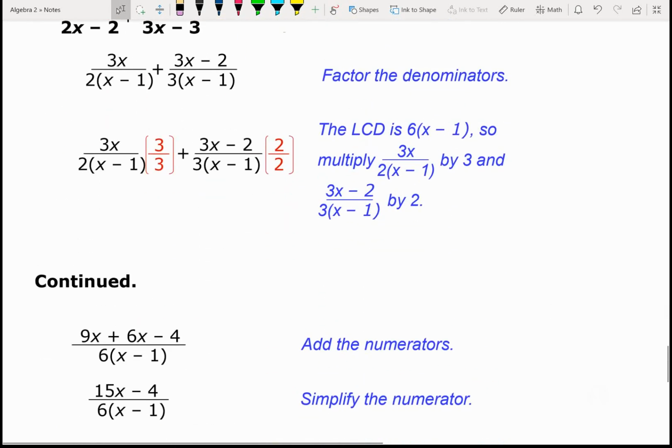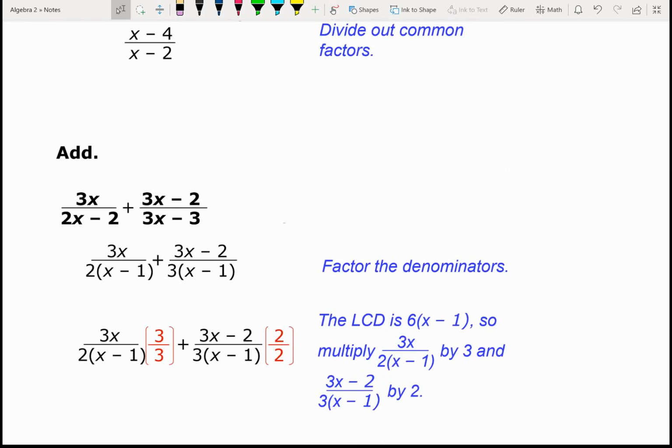And then we'll just look at a couple more here. Here I have 2x minus 2 as one factor, and 3x minus 3 as another factor. I need to factor 2x minus 2. When I factor 2x minus 2, I'll get 2 times x minus 1. And when I factor 3x minus 3, I'll get 3 times x minus 1. So my LCM has to include the 2, the 3, and the x minus 1. Those are the 3 different factors.